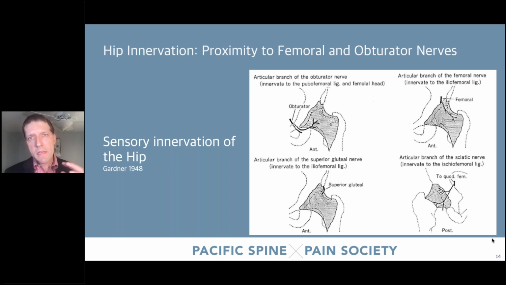And most people are not doing any sort of intervention posteriorly, and the bulk of what we're doing is targeting the obturator articular branches, and if there's certainly accessory obturator, which I'll talk about in a minute, and the femoral articular branches.